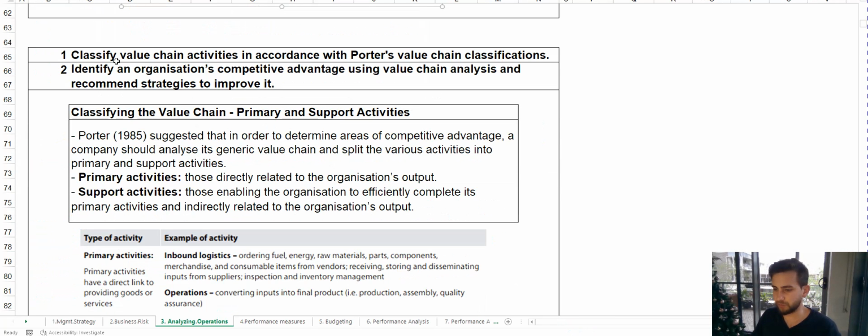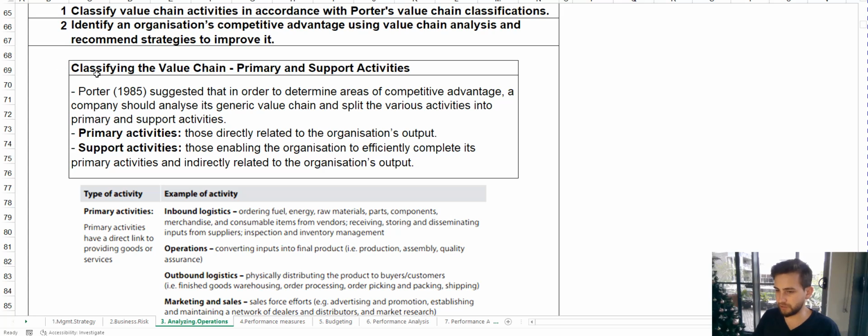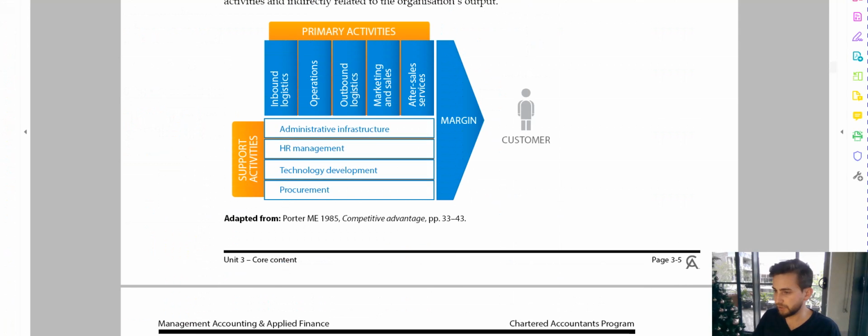Okay, so next we have to identify an organization's competitive advantage using value chain analysis and recommend strategies to improve it. So, classifying the value chain: primary and support activities. Now we're going back to that diagram we mentioned before. We know what the primary activities are, we know what the support activities are.